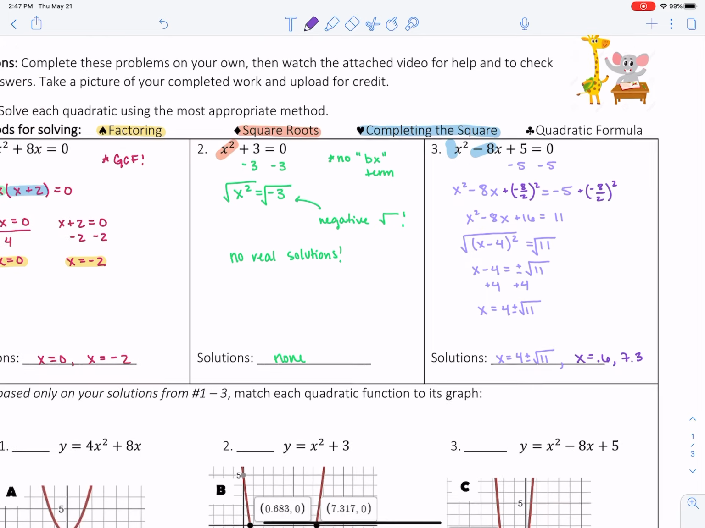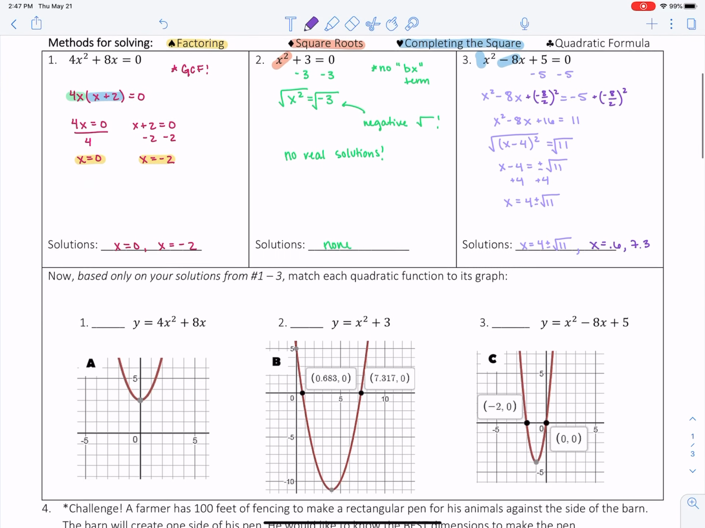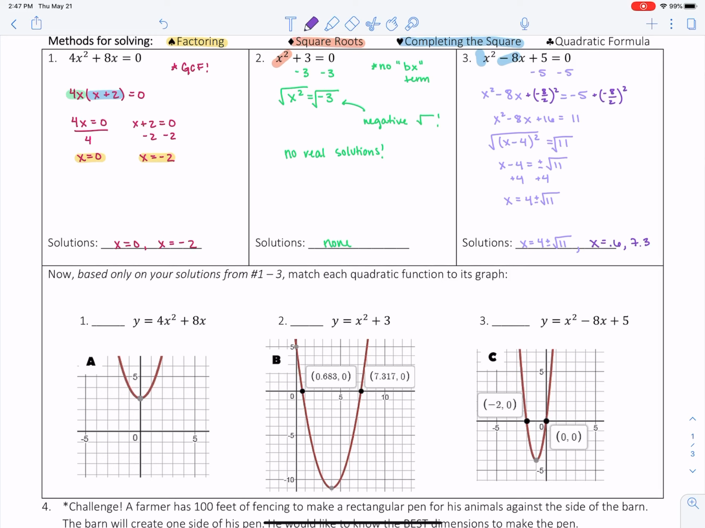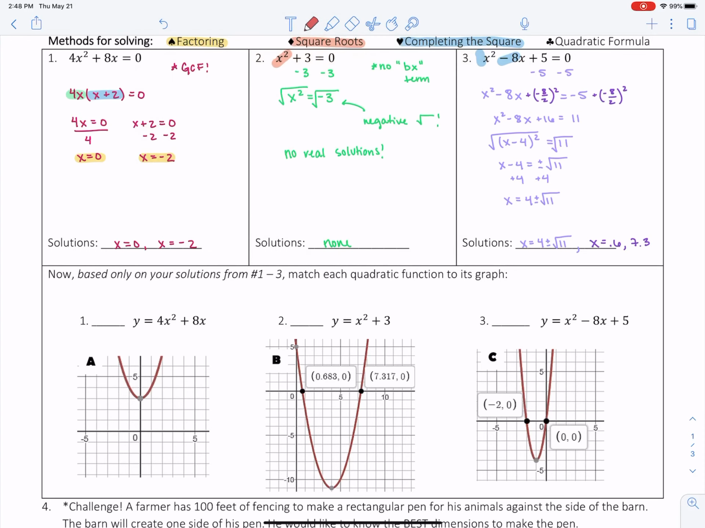And the reason that I went for decimal approximations is because you might have said down here at the bottom how we have the graphs, and based only on our solutions from these guys, what color do I want to choose? Choose the salmon color. So only on our solutions are we going to look at these problems. So on number 1, I said x is equal to 0 and x is equal to negative 2.